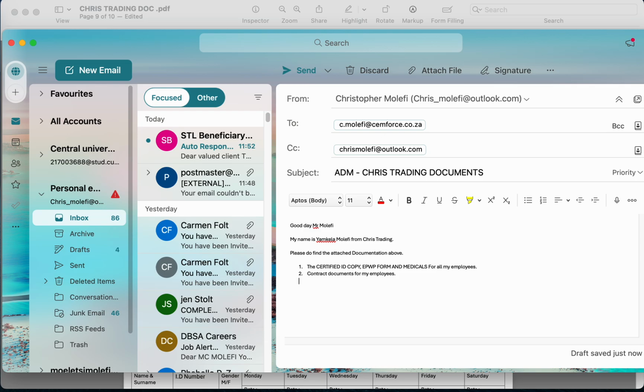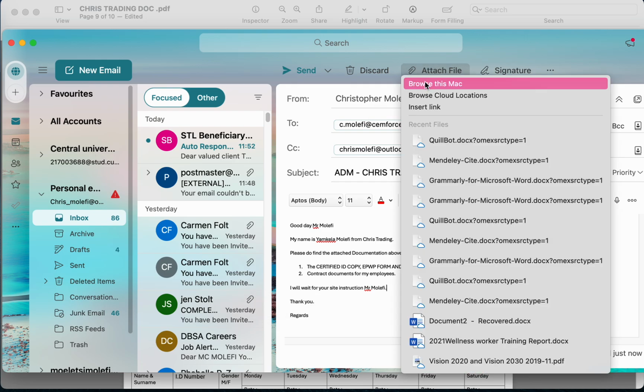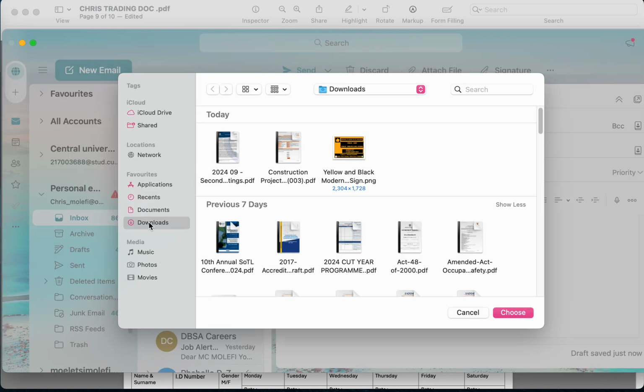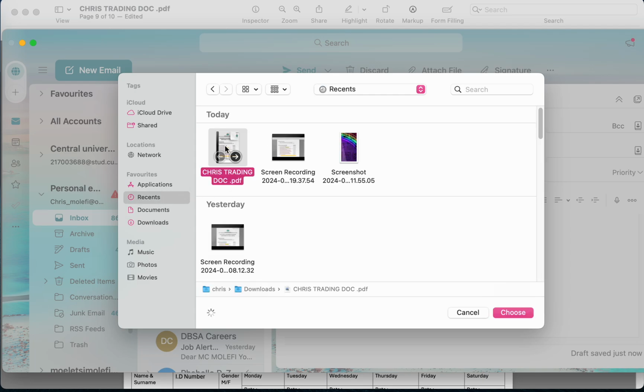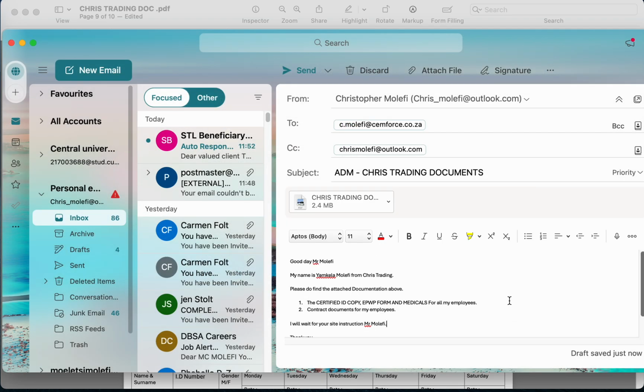Just to leave a note there, I will wait for your site instructions, Mr. Molefi. Thank you very much. Regards. And then don't forget, we still need to attach that file of ours. Where is the file now? Here it is, Chris Trading. There is the file.